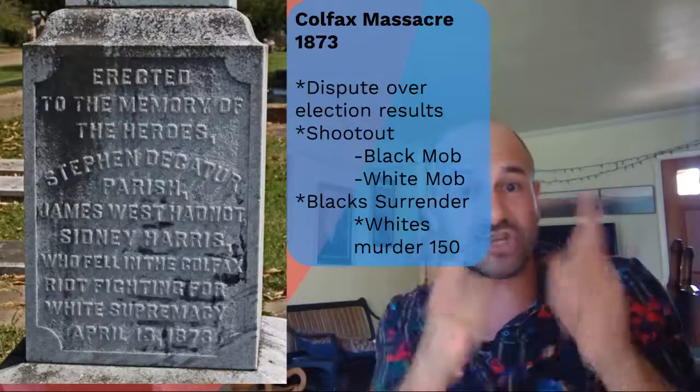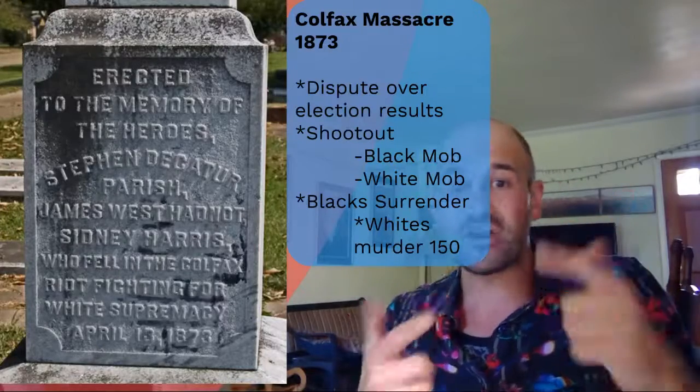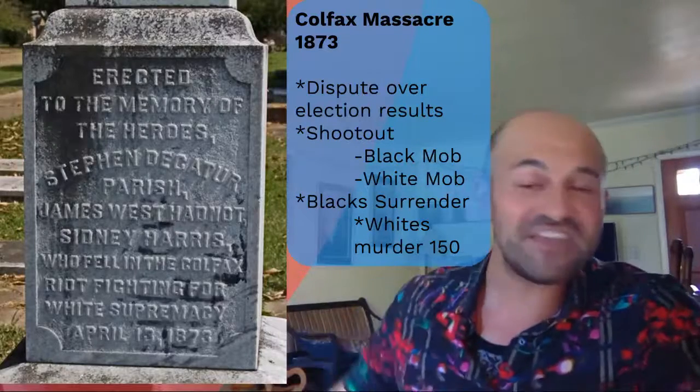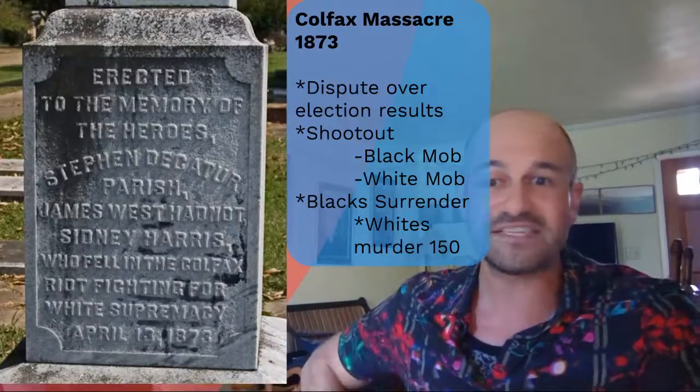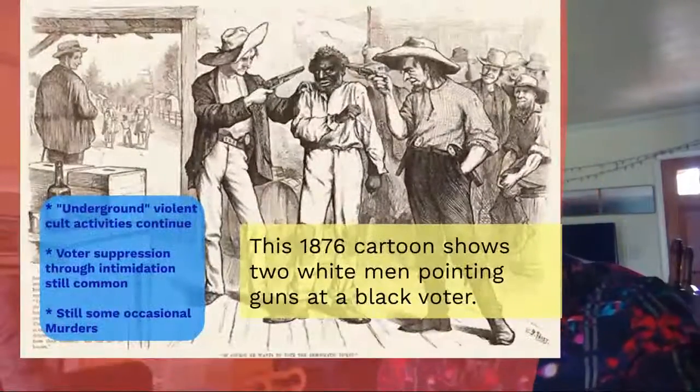Now we recognize this as the Colfax Massacre, and in 1873 there was a dispute over an election that resulted in a shootout between a black mob and a white mob, and eventually the blacks surrender, and then the whites still turn around and murder 150 black people in Colfax, Louisiana. And yes, I think this monument is still there in the Colfax Cemetery.